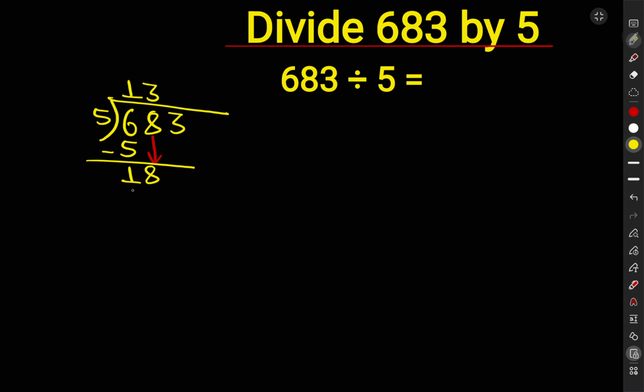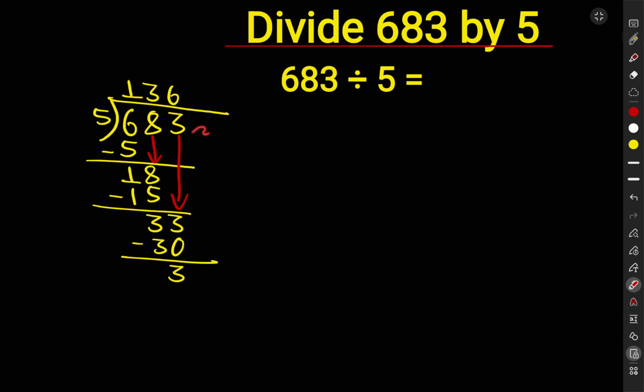5 times 3 is 15. On subtracting we get 3. So again we put down this 3 and it is 33. 5 times 6 is 30. On subtracting we get 3.